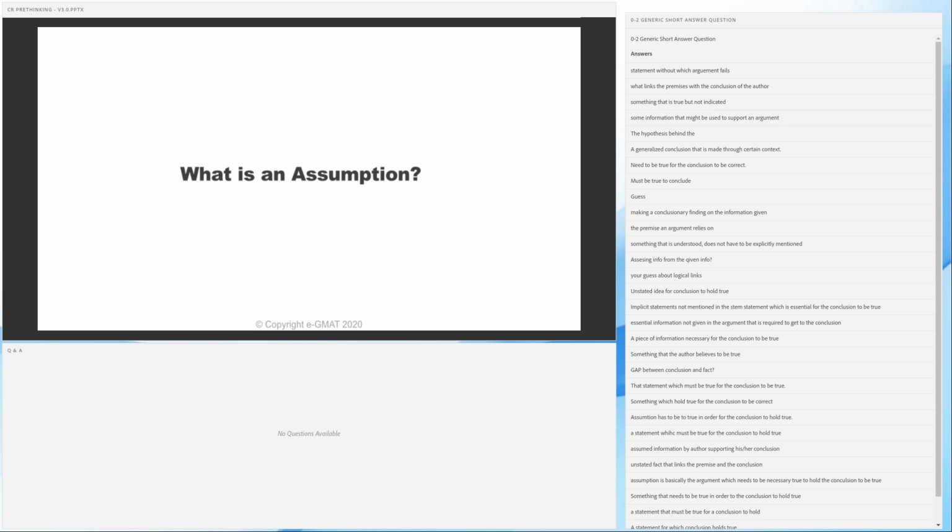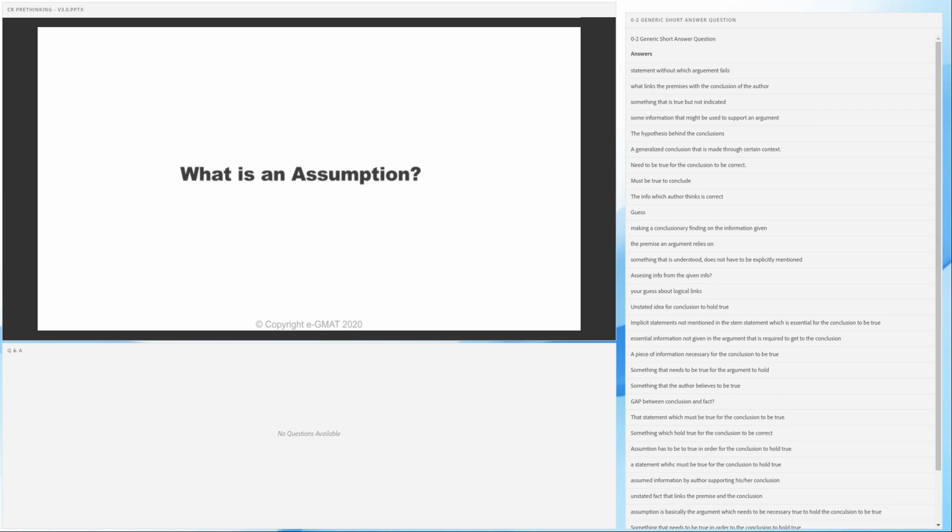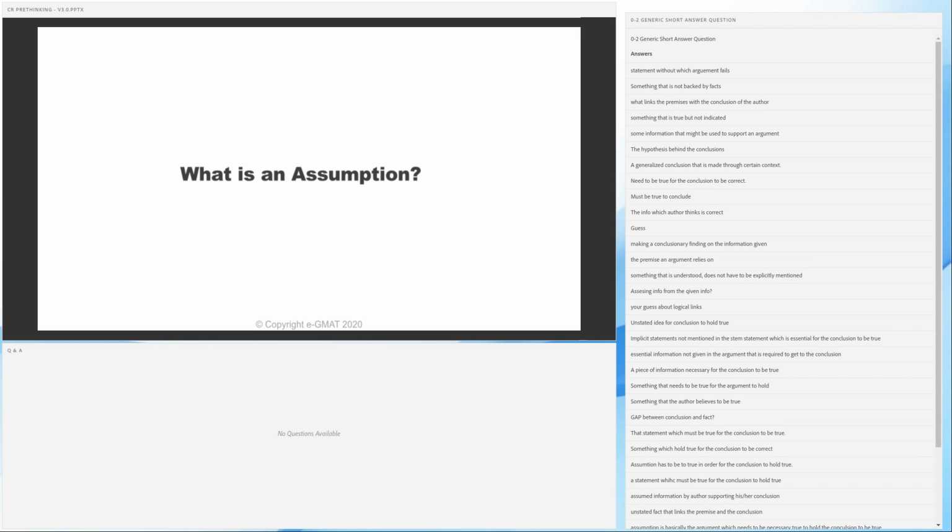All right. So you can really see there are lots of different ways in which you guys are thinking about assumptions. Some of those are very precise. Others are not as precise. But most of you have a common understanding that an assumption has to do with the conclusion. An assumption has to do with the logic in the argument.